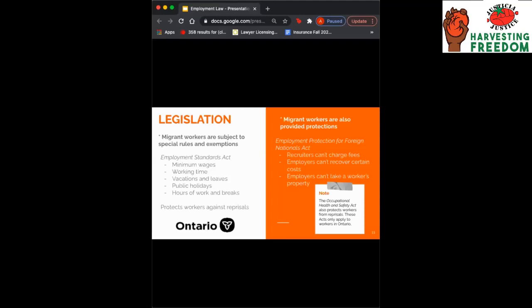Now referring to the EPFNA, there are just a few sections that we wanted to highlight. The EPFNA prevents recruiters from charging fees for any service, good, or benefit provided to the foreign national. Another important aspect of it is that it prohibits employers from taking property. So this is especially important for things such as passports. Furthermore, it prohibits a recruiter, an employer, or a person acting on their behalf from intimidating or penalizing a foreign national for asserting their rights under this act.